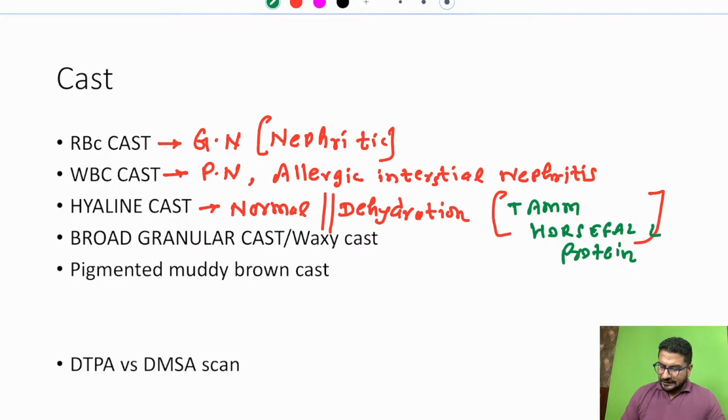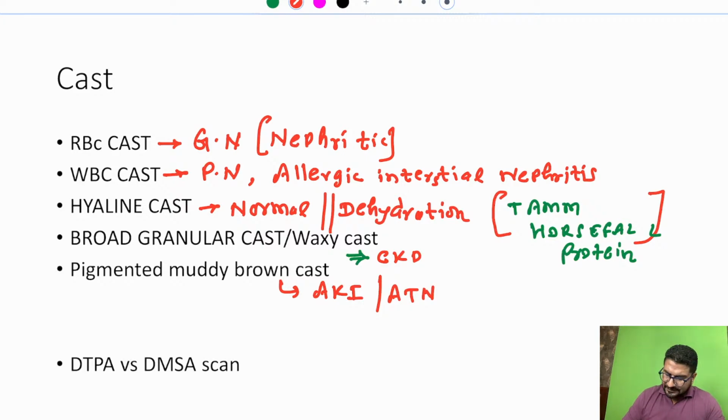Brown, broad granular cast or waxy cast is something which we see in CKD. And pigmented muddy brown cast is seen in AKI. AKI can occur due to ATN. ATN means acute tubular necrosis. So these are some of the casts.